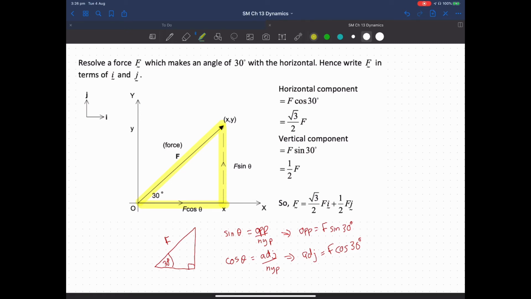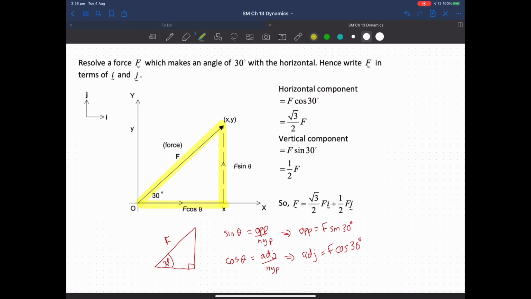Similarly, we know the vertical component is going to be F sine 30 degrees. We know the sine of 30 degrees is 1/2, so the vertical component is 1/2 F, and that goes in the direction of the unit vector J.